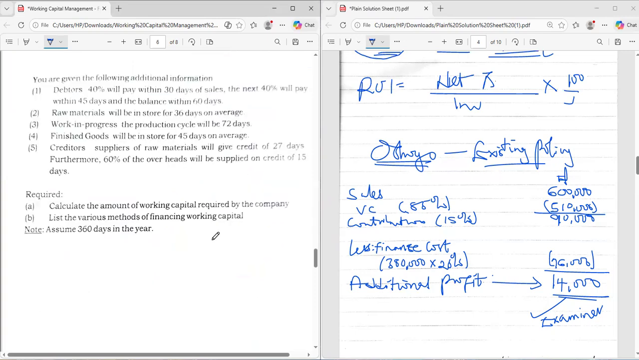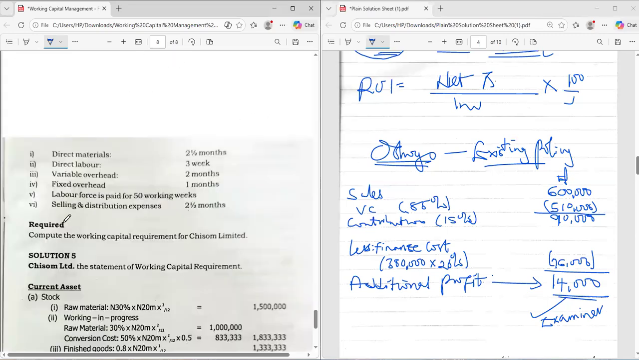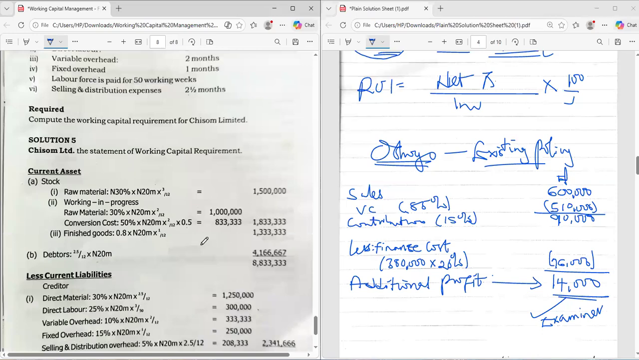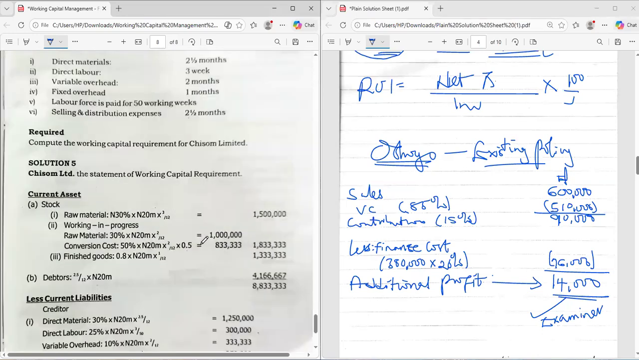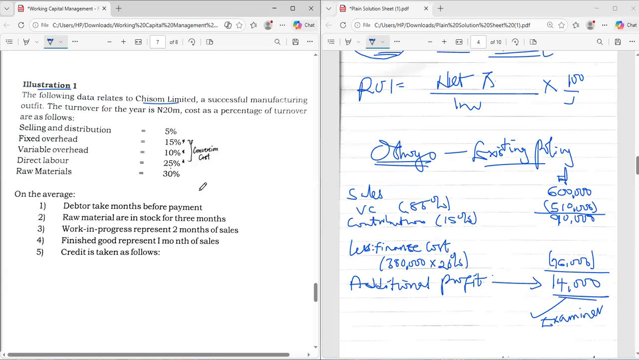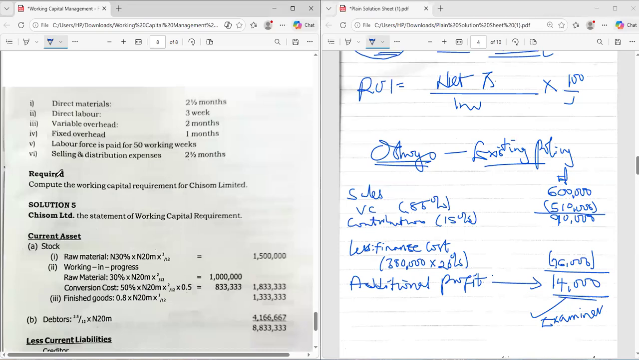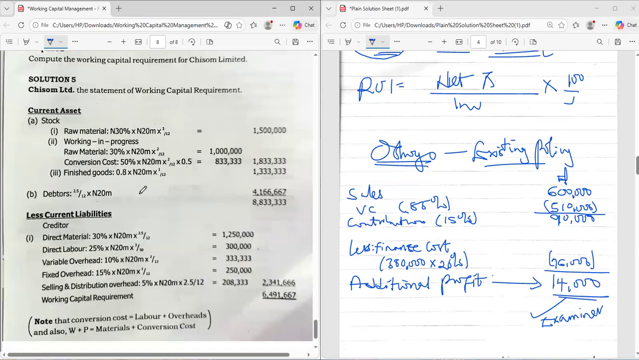So I have one more question here. Illustration 1, T-sum Limited. Now this particular question, I've also attached the solution to it. So in case you are solving, you guide yourself, but try your best to solve it. Here's the question. For those that are snapping, this is the other part of the question. Then here is the solution. This is the end of the solution.